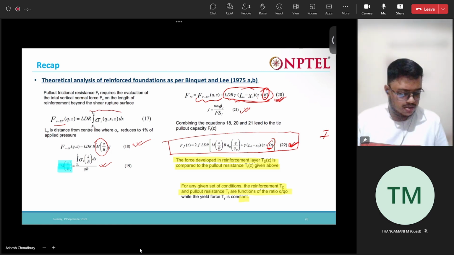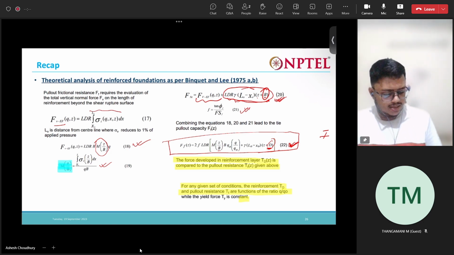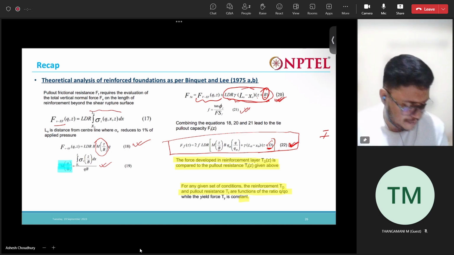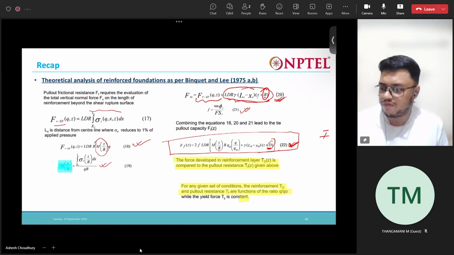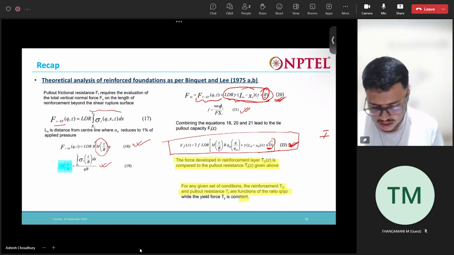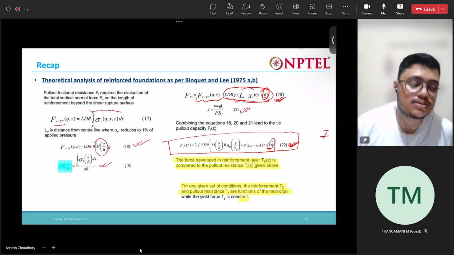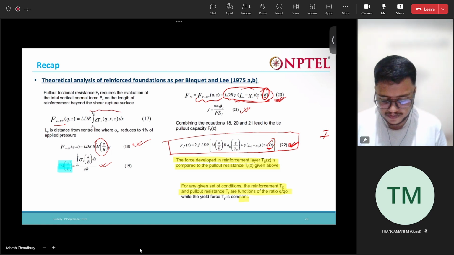Okay, anyways, whatever. So I think that D is nothing but the depth of footing, as far as I think. Just confirm this once with the professor, by writing a mail to him, or you can just write in the course page, this discussion forum.